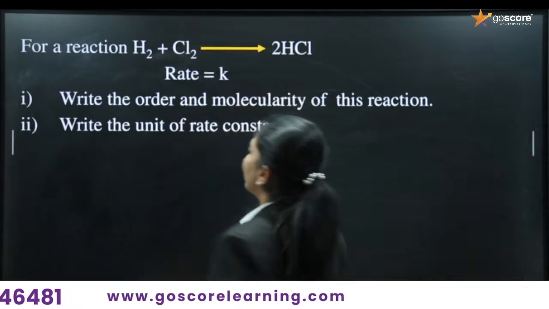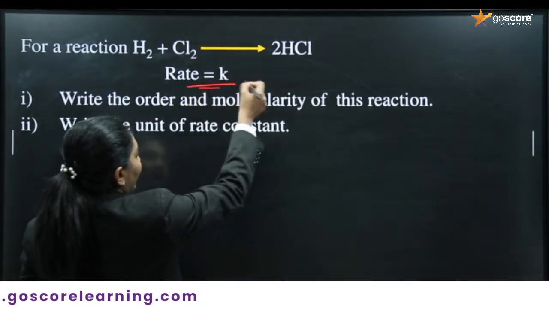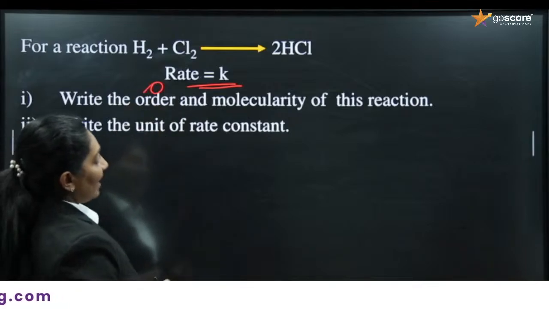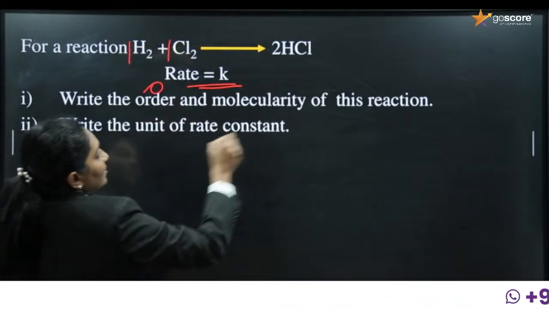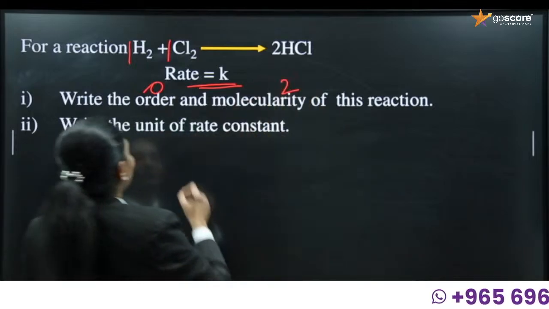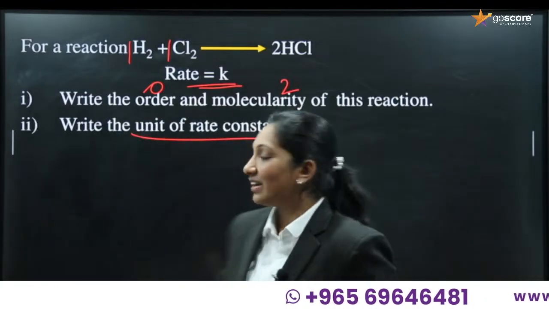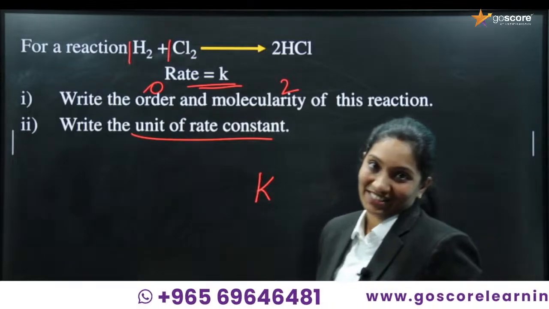For this question, the rate is given as rate equal to K. That means this is a zero order reaction. And what about the molecularity? It will be 1 plus 1, so it will be 2. Now you try to find out the unit of rate constant. This is a zero order reaction, and try to find out the unit of rate constant.